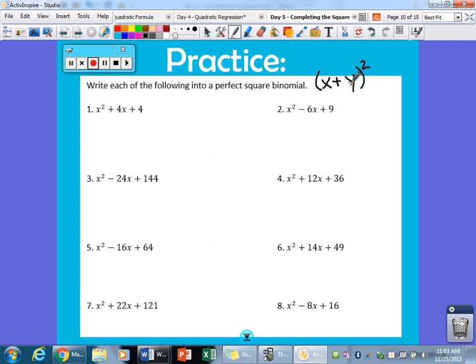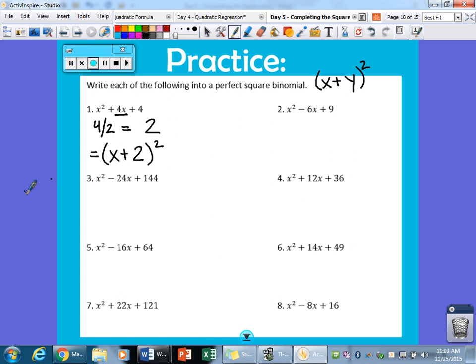First way, I can look at my b value. My b value here is 4, so I can do the same thing. Divide by 2, and I get 2. 2 squared, does that equal 4? Yes. So it's going to be x plus 2 squared. There it is. There's my final answer.